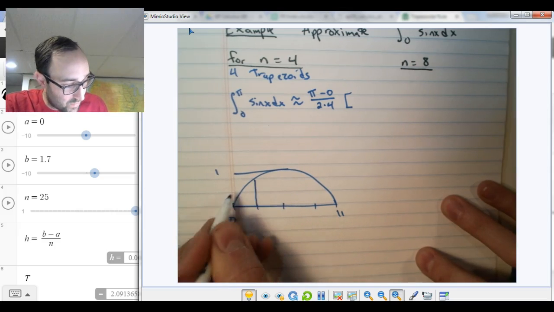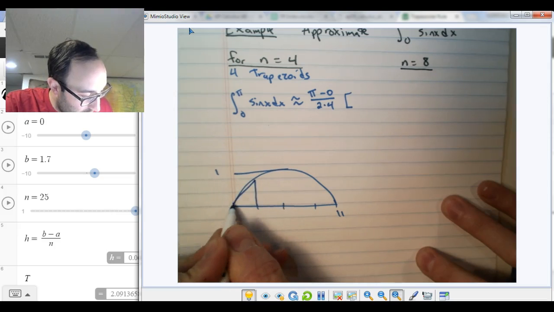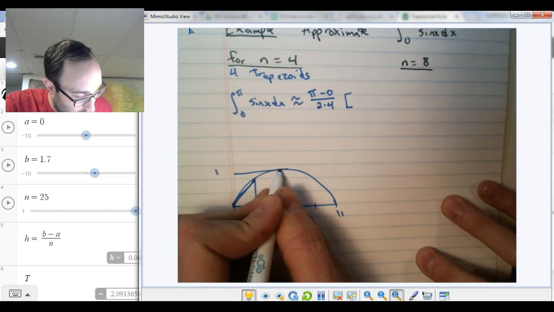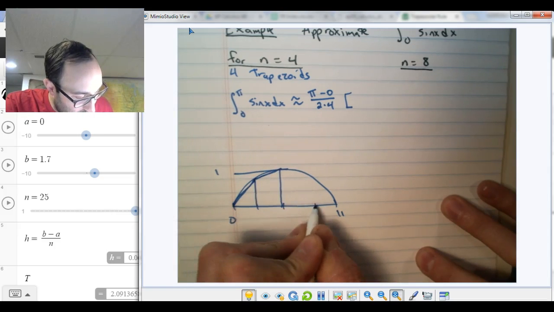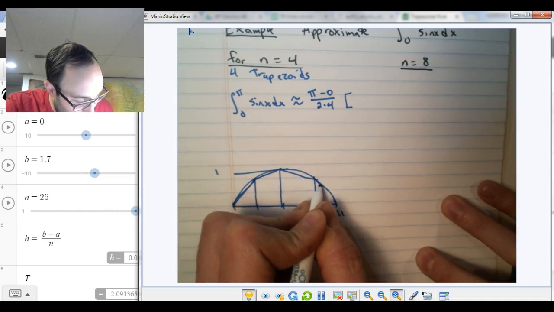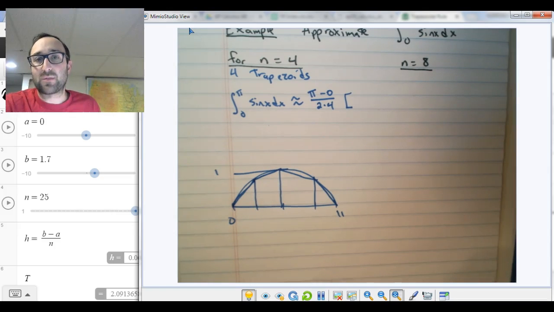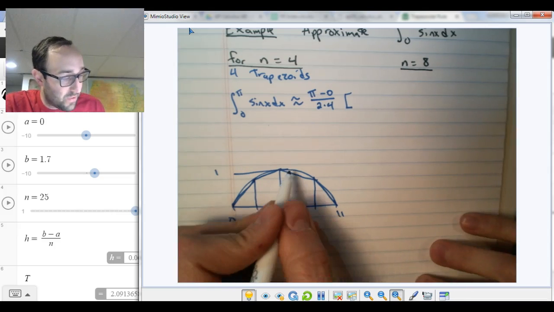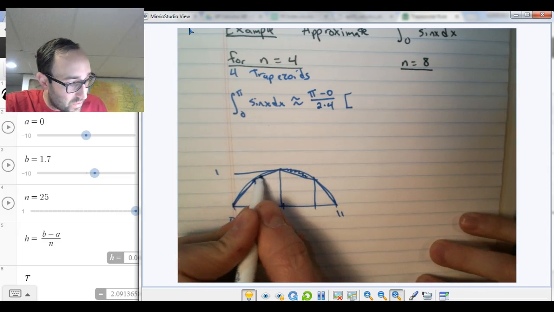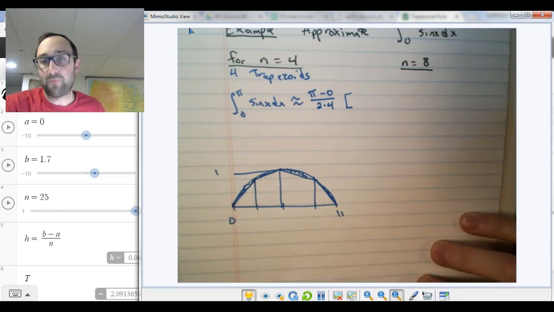So I should have one that goes here, and it's going to go that. Looks good. And I've got one that goes here. I've got that. I've got one that goes here. It looks like that. And the last one looks here. Okay, so it looks like it's probably going to be an underestimate from what I'm seeing, because we're missing this little part. We're missing this little part.